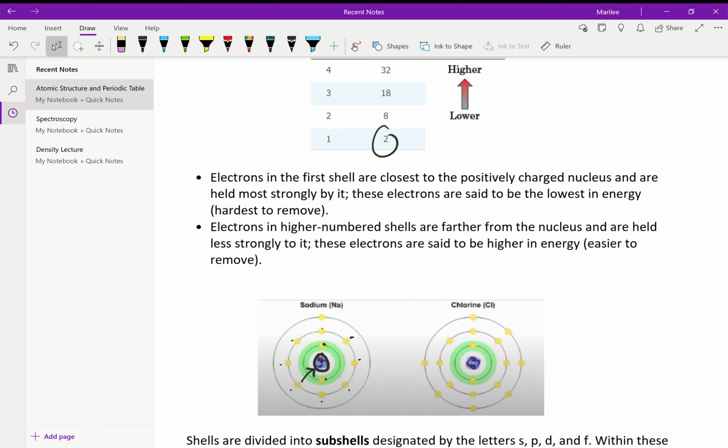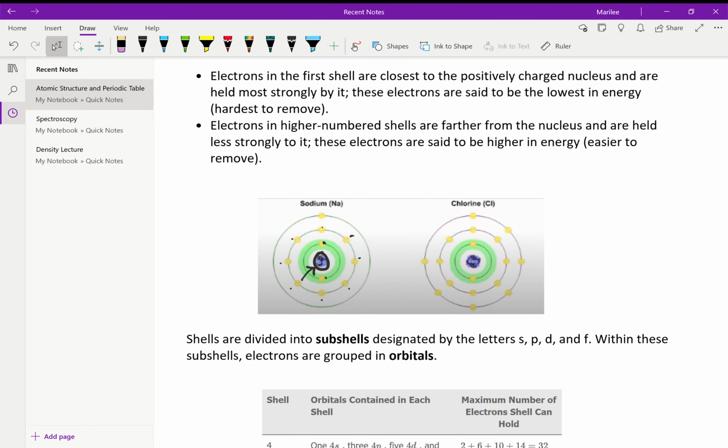One thing I forgot to mention, the closer you are to the nucleus, the harder it is to remove that electron. The further you are from the nucleus, the easier it is to remove an electron. So these shells are divided into subshells. Subshells are designated by the letters S, P, D, and F. And within these subshells, electrons are grouped into orbitals.